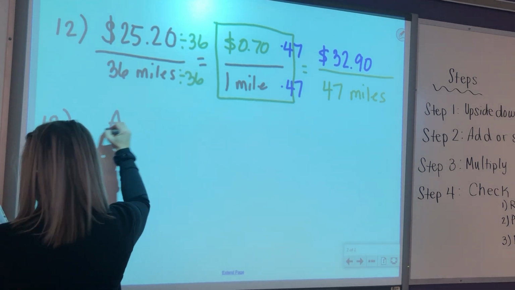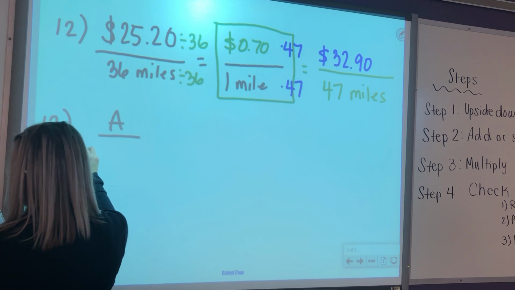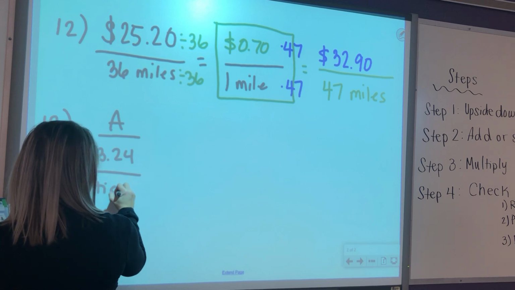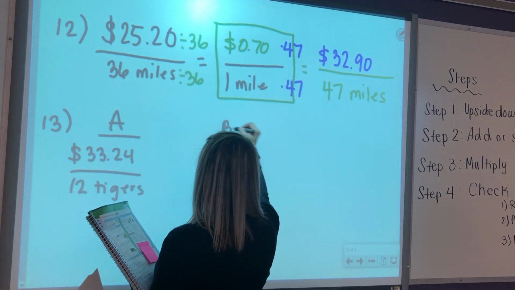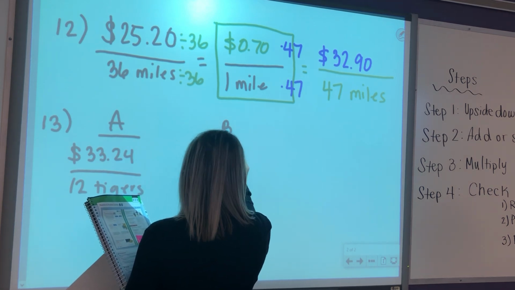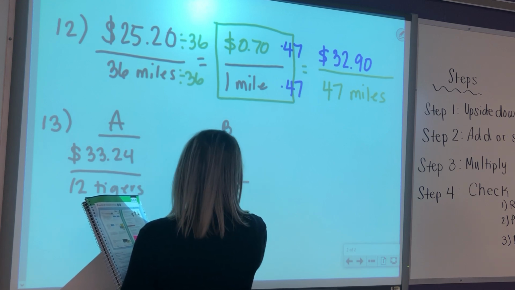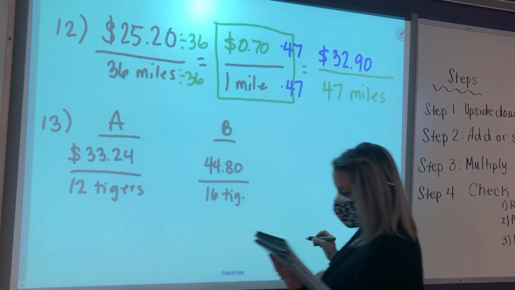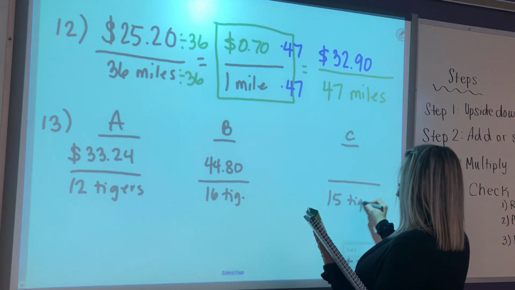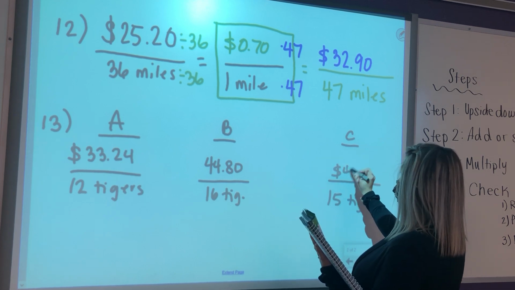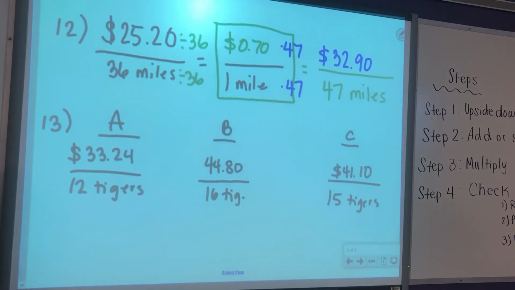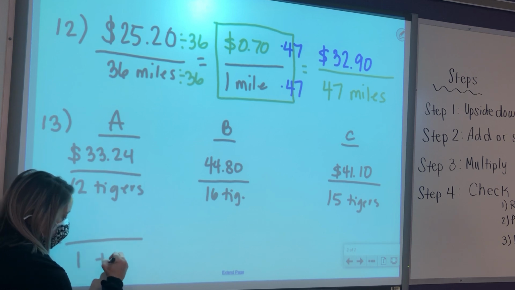So, company A pays $33.24 for 12 tigers. Company B buys 16 tigers for $44.80. And then company C, 15 tigers for $41.10. Okay? So, I need to know how much one tiger is.